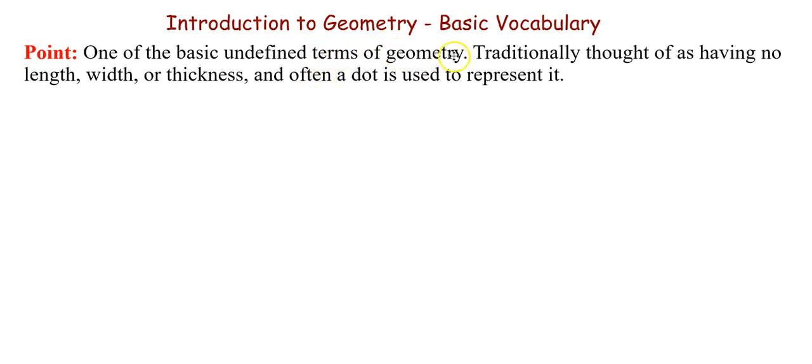Introduction to geometry, the basic vocabulary. So the first thing here is a point, and the point is the most important thing that we need to know in geometry. Everything, every concept, the definition, the figures, whatever you do, it involves points. And this point doesn't have a well-defined definition, but we just assume that traditionally it is thought of as having no length, width, or thickness, and often a dot is used to represent this point.